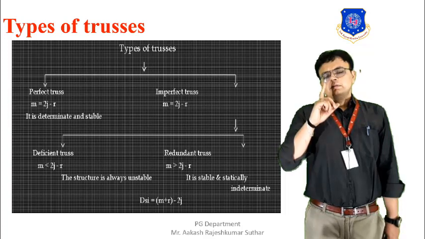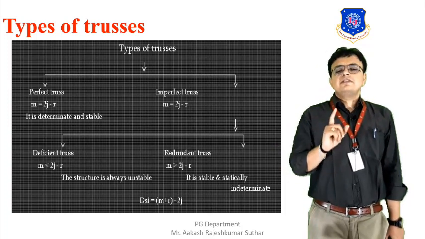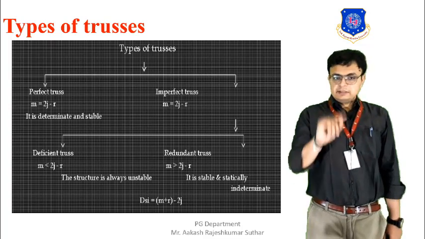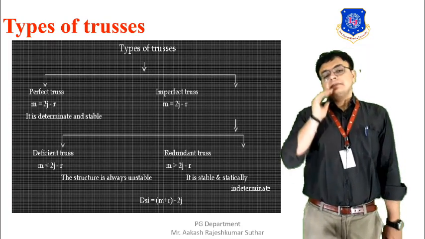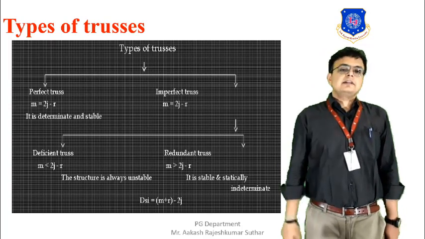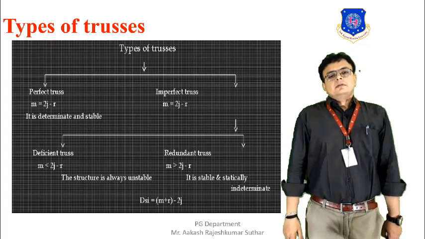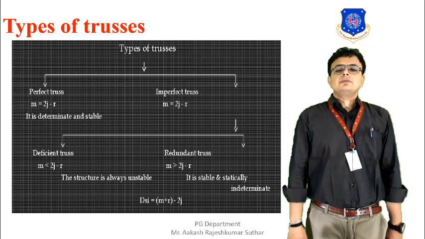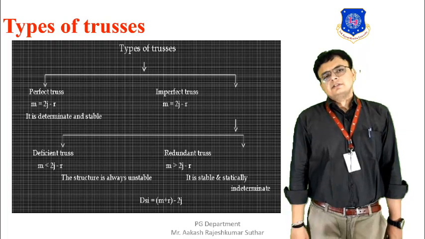Make sure the deficient truss is definitely a structure that is always unstable. At the same time, the redundant truss is a structure that is stable and statically indeterminate. Basically, for a truss, the formula to find the DSI is equal to m plus r minus 2j.